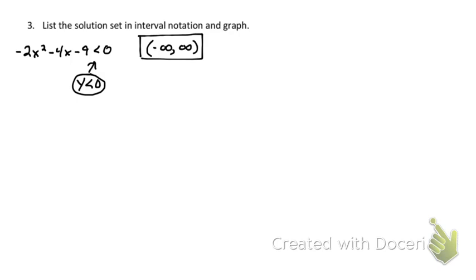Let's switch it up a little bit. What if I switch my sign to greater than? What if I have negative 2x squared minus 4x minus 9 is greater than 0? What would our answer be then? Yeah, Hannah. No solutions. That would just be no solutions. It does not exist. Nothing.